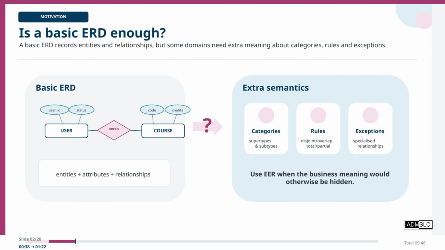Is your basic ERD actually enough? I mean, standard entities and relationships are a fantastic start. But what happens when your data gets really complex and starts sharing overlapping traits? Sometimes a basic entity box just isn't descriptive enough to capture the highly nuanced business rules of the real world.